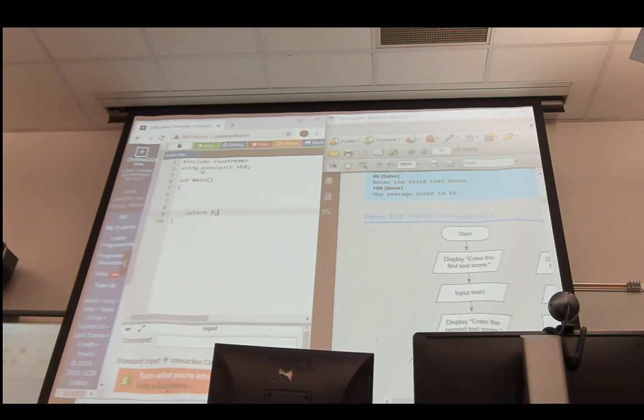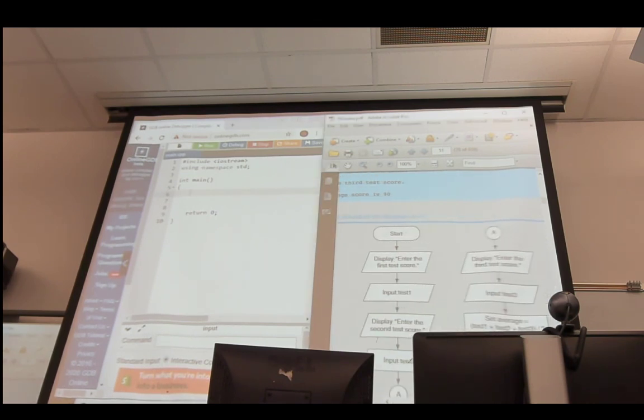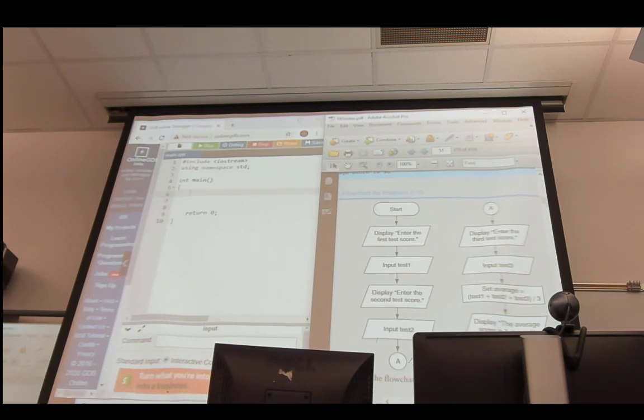All right, so that's the shell. And then all you're doing is putting your information inside. All right? Oh, I need to move this over. So that would be the flowchart, the logical flow.